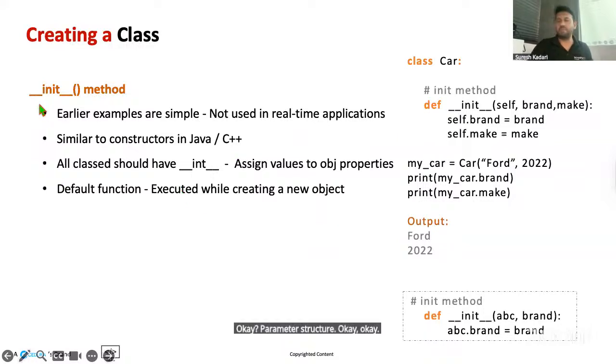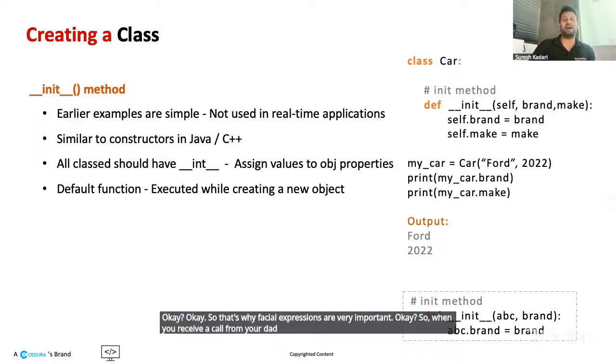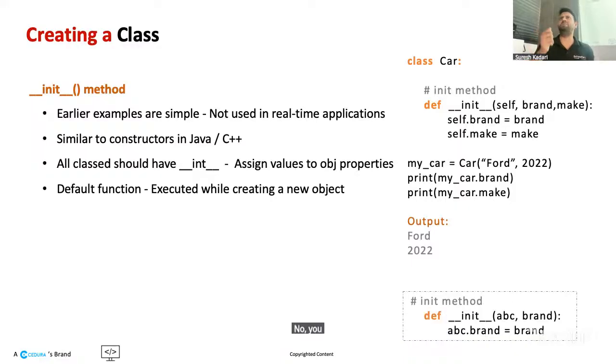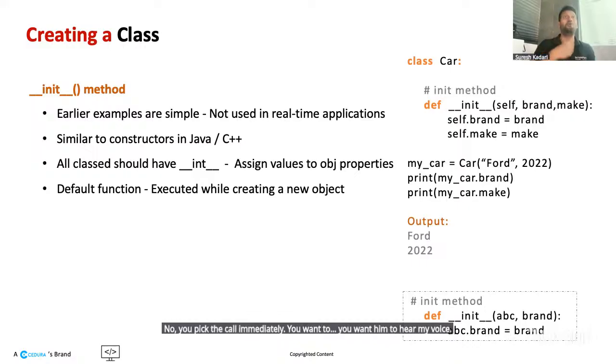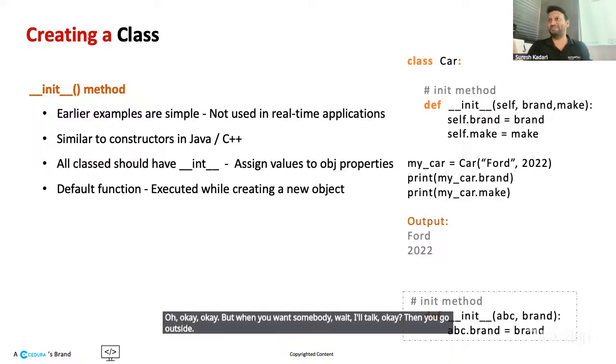Okay, okay, no phones. I know somebody is happy to receive that call, but erase the smug. I have 10 eyes or 20 eyes. I know the importance. A smile on your face shows me how important it is. Whenever you receive a call, you smile. I'm saying, a very important call, and you are happy to receive it. So that's why facial expressions are very important. When you receive a call from your dad while you are in the class, what will you do? You pick the call immediately. You want him to hear my voice. But when you want somebody to wait, you say, wait, I will talk, and then you go outside. These are all behaviors.